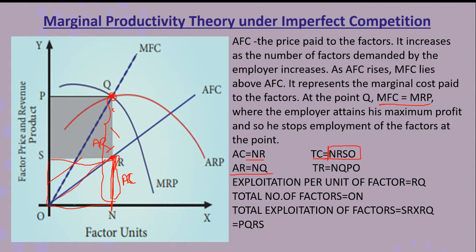இங்கிருந்து இது வரைக்கும் தான் என்னது? உங்களுடைய total cost. How much is your total revenue? N, Q, P and O is your total revenue. Your total revenue is NQPO. This is your total revenue. Which is your total revenue?